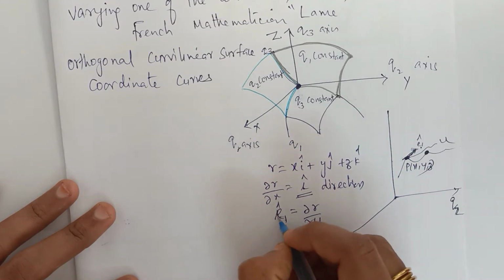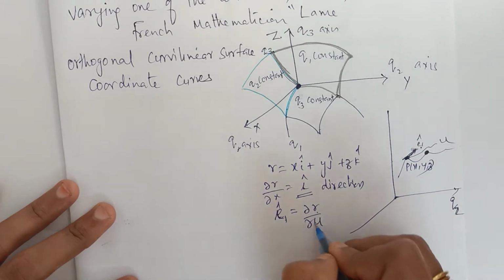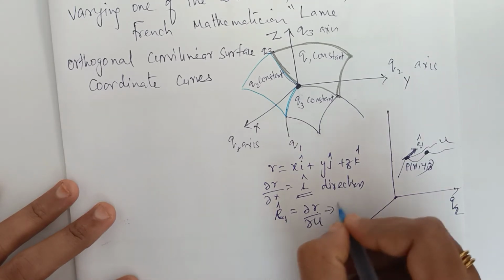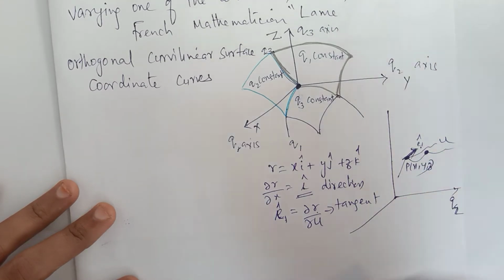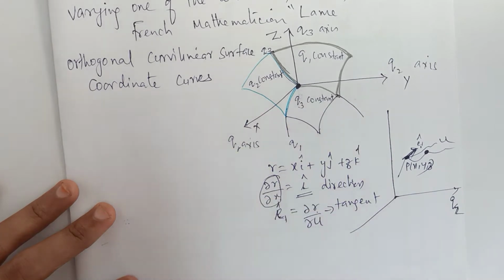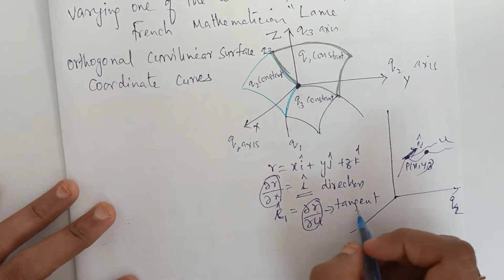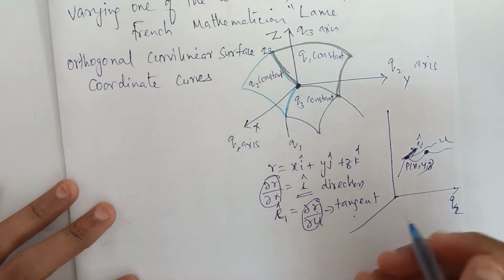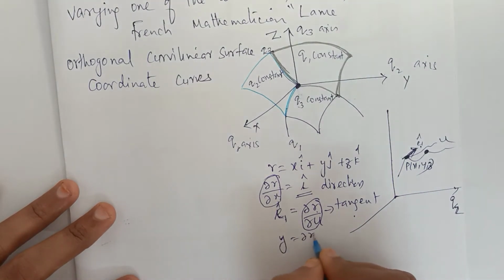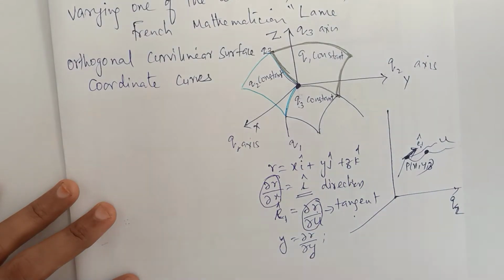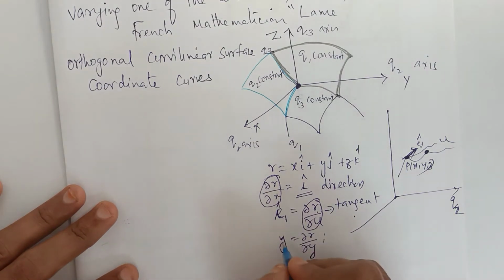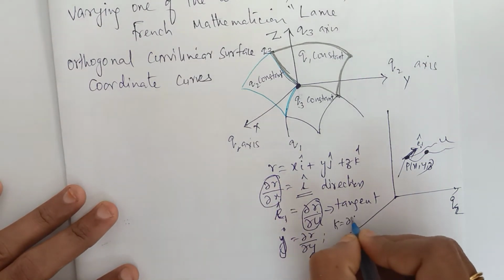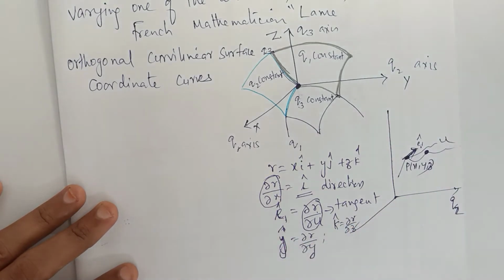That means if I am drawing i, that means dou R by dou X, this is the tangent. We are getting the direction. When we are graphically representing it also, when you draw the tangent, we get the direction. So dou R by dou X or dou R by dou Y, whatever it is, will give you the tangent vector along U. Similarly, j is equal to dou R by dou Y, and k is equal to dou R by dou Z. So when you take the partial derivative, we get the direction.